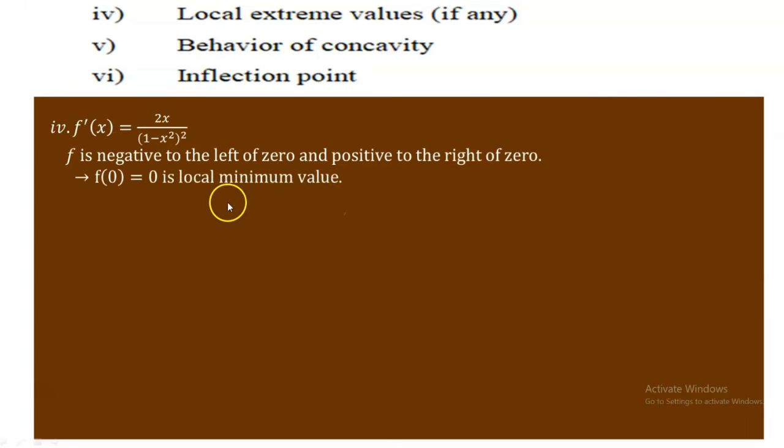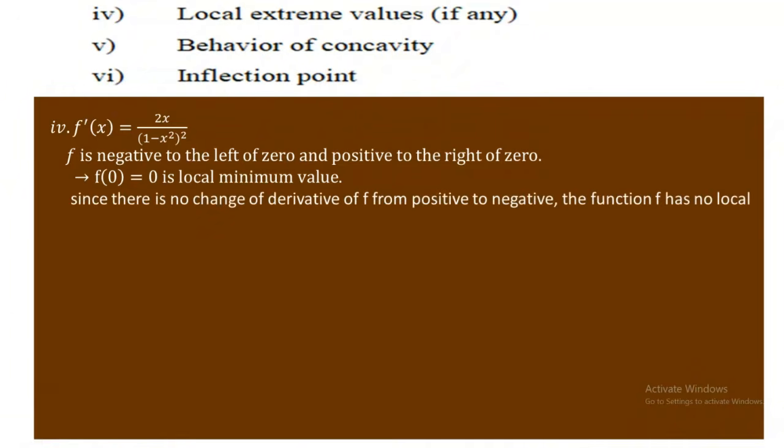So at that particular critical number, 0 is a local minimum value, because your derivative changed from negative to positive around 0. But there will never be any situation where the derivative changes from positive to negative. So we don't have a local maximum in the case of this, okay? We only have a local minimum.